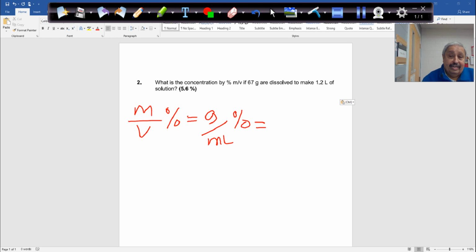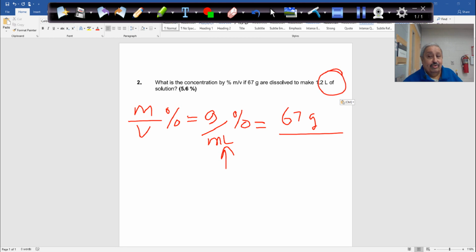So I have the grams, which is 67 grams. So guys, can I use 1.2 liter? What's the unit? Milliliter. You have to watch for the units. So watch for the units. So 1.2 liter, and then you multiply it by 1,000. So 1 liter is 1,000 milliliters. So 10 to the plus 3, the opposite of that.